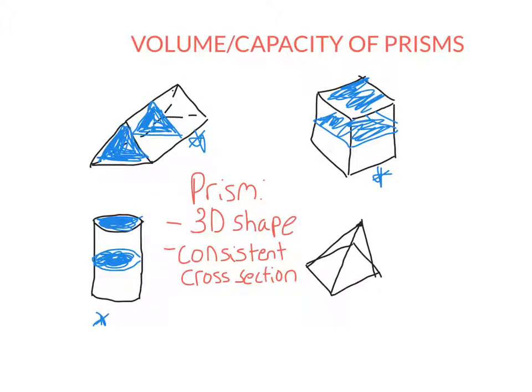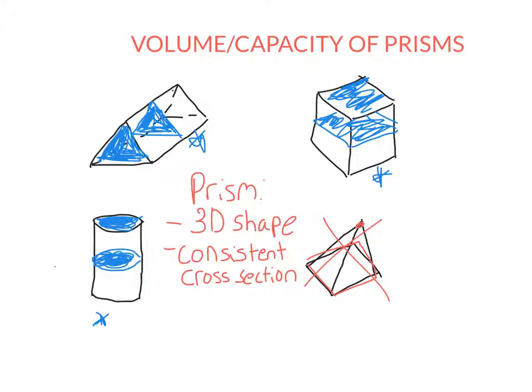The fourth shape here, the last shape, is not a prism. It doesn't have a consistent cross-section. You can see that the top is a point, whereas the bottom is like a rectangle. So that shape is not a prism. Pyramids are not prisms, so we're not looking at those types of shapes. What we're looking at are prisms.